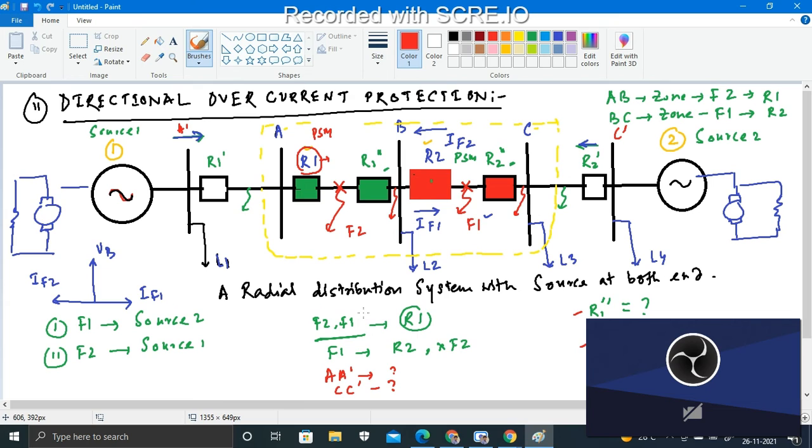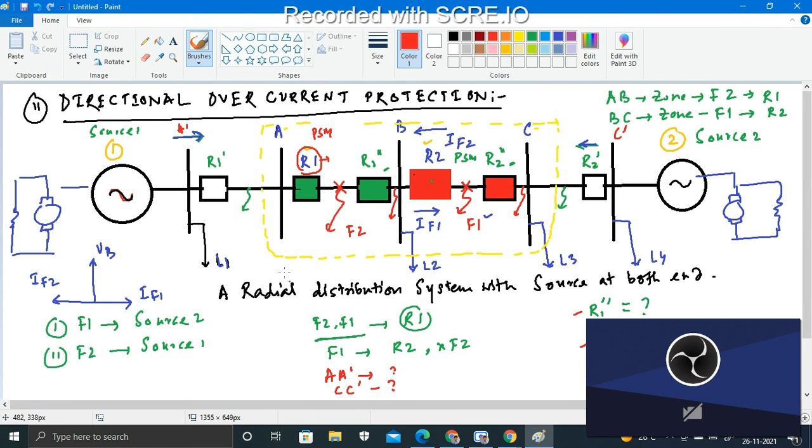To obtain selectivity, a directional overcurrent relay is required. Selectivity means identifying which fault appears in which section of the feeder, that is, selecting the fault inside the feeder. For that we need a directional overcurrent relay, which senses a fault appearing on either side of the source.